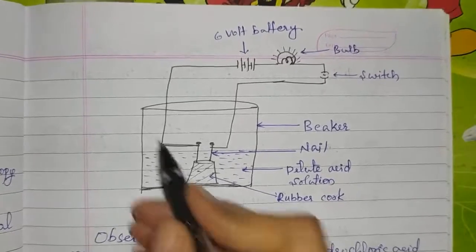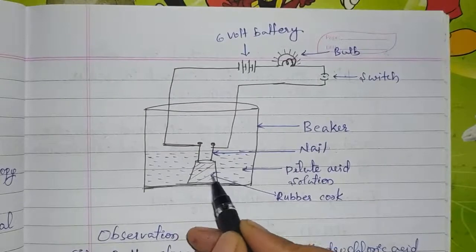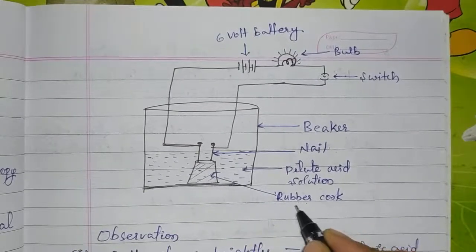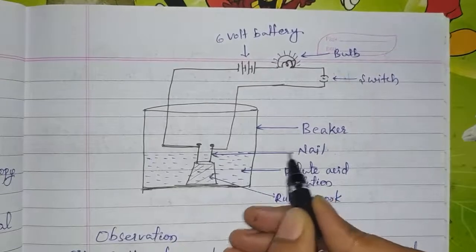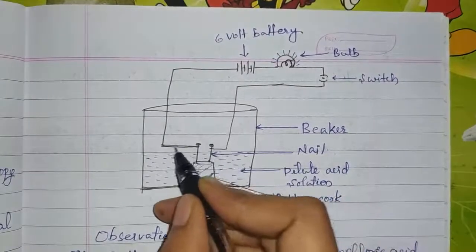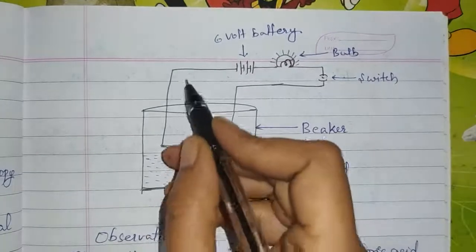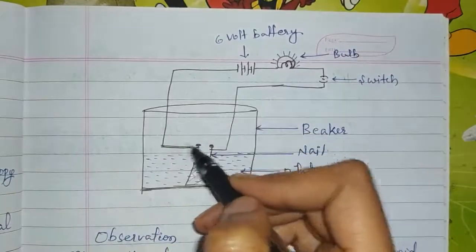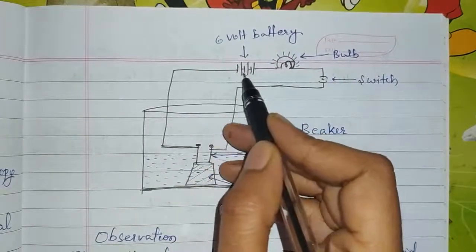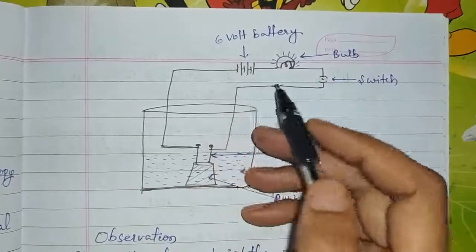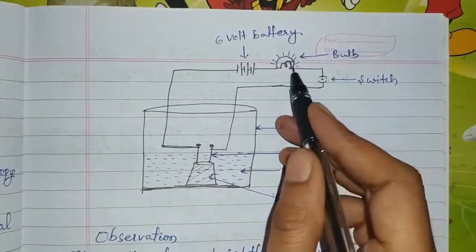See, children, this is a beaker. In this beaker, I have placed a rubber cork. On this rubber cork I have placed two nails, and these two nails are iron nails. One nail is connected to the terminal of the battery. This is the battery, a 6-volt battery, and the other nail is connected to the battery through a switch and a bulb.